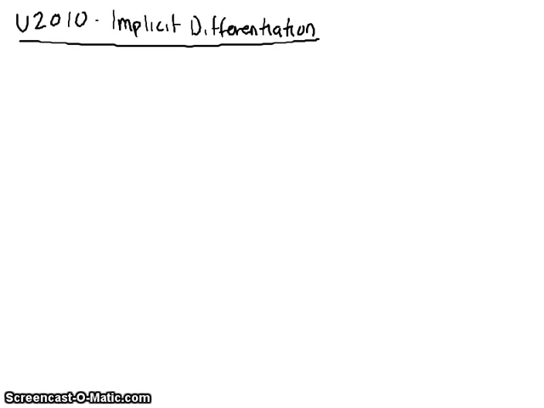Okay, in this video we're going to talk about Unit 2, Objective 10, which is implicit differentiation. Implicit differentiation is a way to take the derivative of a function that's not defined in the way that we usually see it. Usually we see functions like y equals 3x squared plus 5x, and this is called an explicit function because it's written explicitly y in terms of x. So one variable equals something with one variable. So one variable on each side.